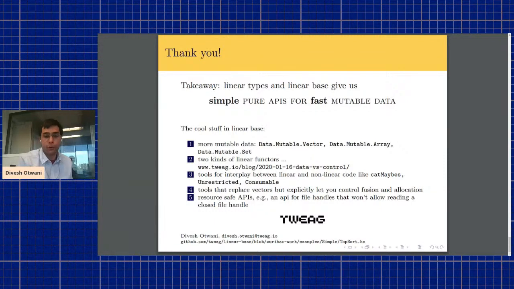And there's a lot more cool stuff in linear base. There's more mutable data: mutable vectors, mutable arrays, mutable sets. There are two kinds of linear functors. There are tools for interplay between linear and nonlinear code, like Unrestricted and Consumable. And there are tools that replace vectors, but where you explicitly control fusion and allocation. So, a list where you don't have to worry about when fusion is happening or when allocation is happening. You know exactly when it's happening, and you control that. And resource-safe APIs, like an API for file handles that won't allow you to read a closed file handle.